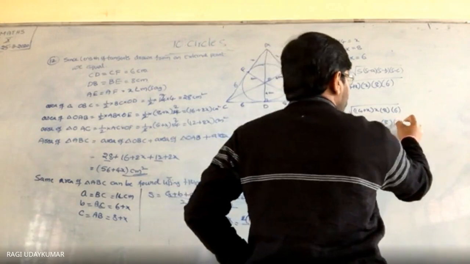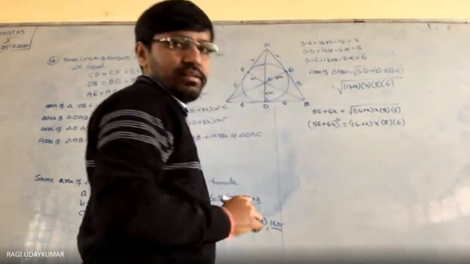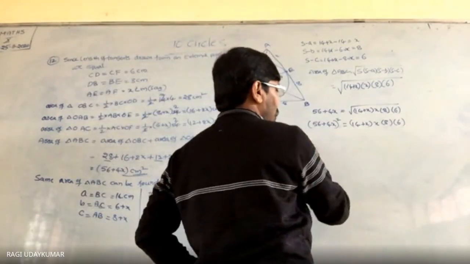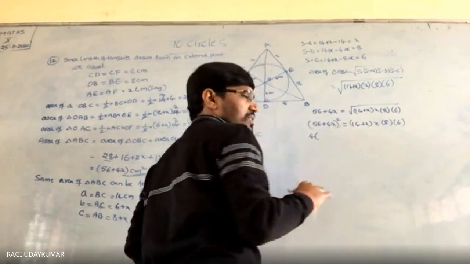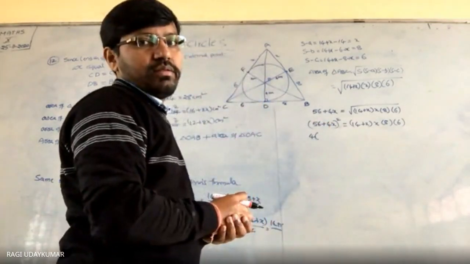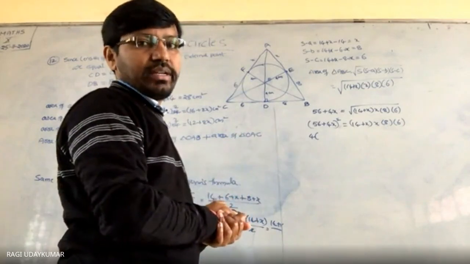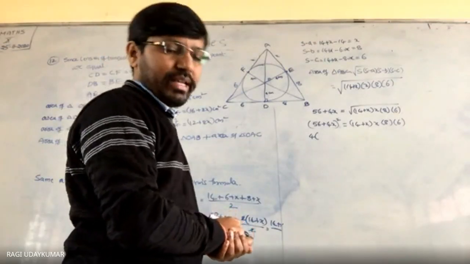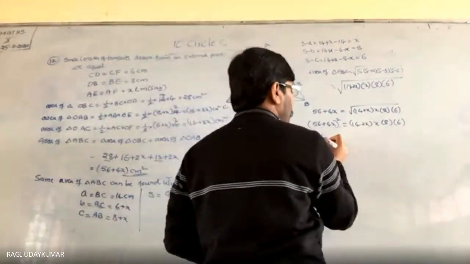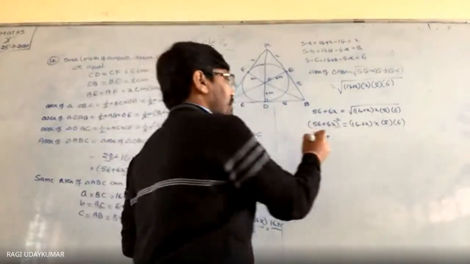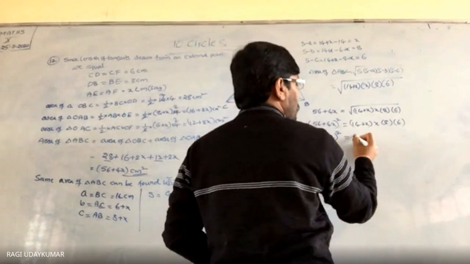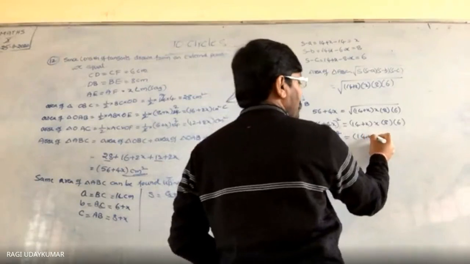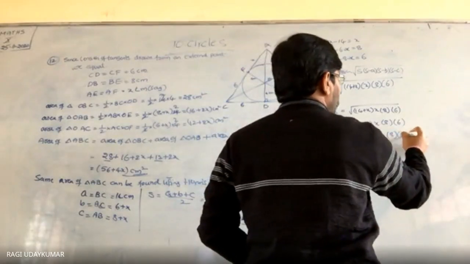8 into 6. इसमें से 4 common ले सकते हैं. If you take 4 common, 16 बाहर आ जाएगा, 4 square. If you want one more step, you can write 4 common ले लिया. So 56 से 4 common ले लिया तो what do you get? Tables याद होना है आपको. 14 fours are 56, so 14 आ जाएगा. Plus x whole square is equal to, ये पूरा 4 common ले लिया है, so 14 plus x into 8 into 6.